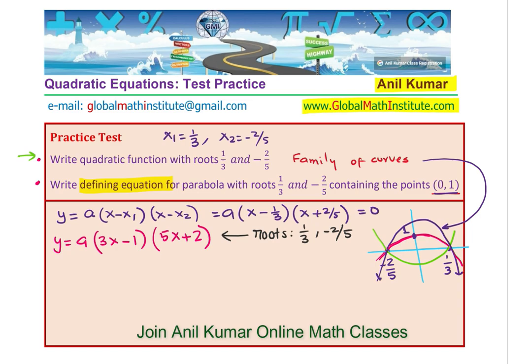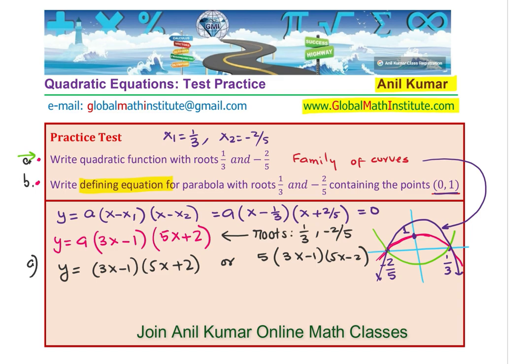You get the idea. So we got the first part, which is write quadratic function with these roots. Part A we have already done, and our answer is, we could write this as y equals 3x minus 1 times 5x plus 2, or we could write something like 5 times 3x minus 1 times 5x plus 2. So that is what we are saying as a family. But that was part A. Now let's look into part B of this particular question.